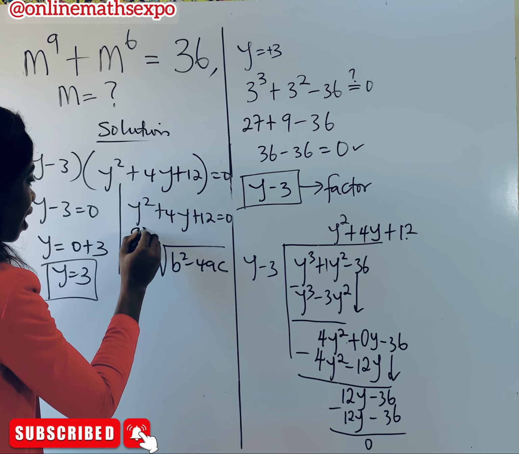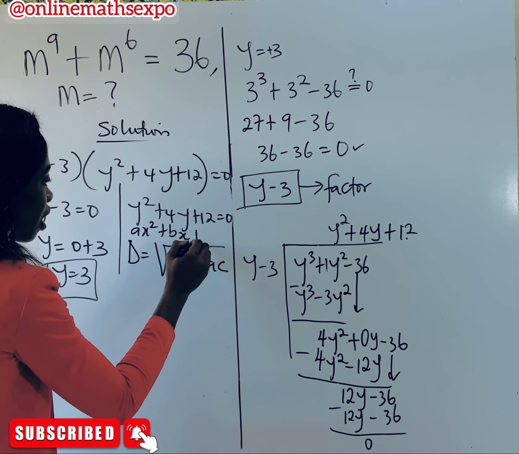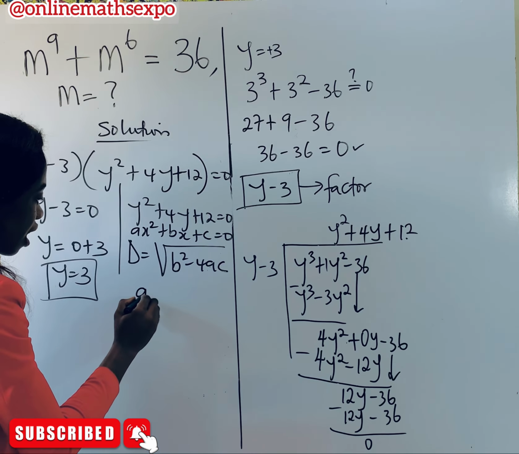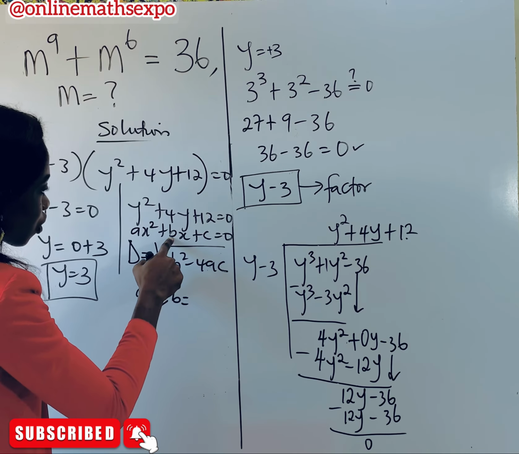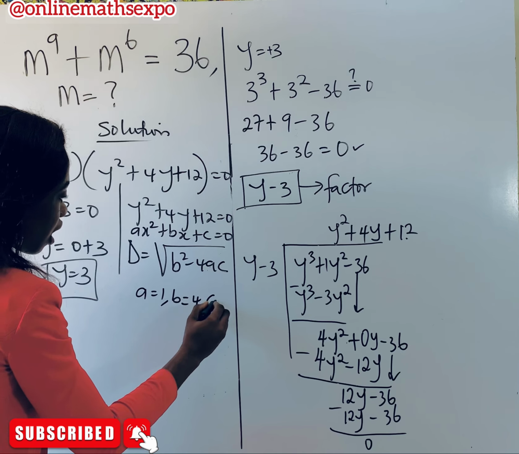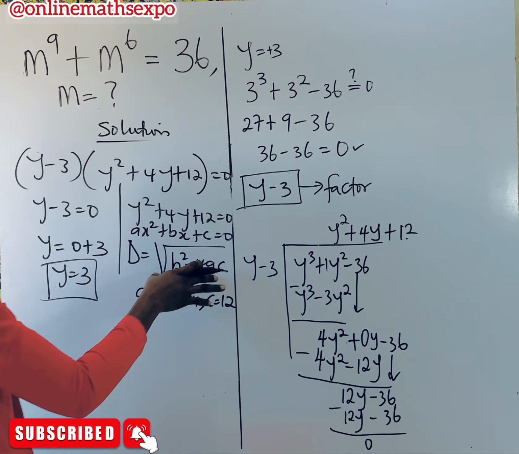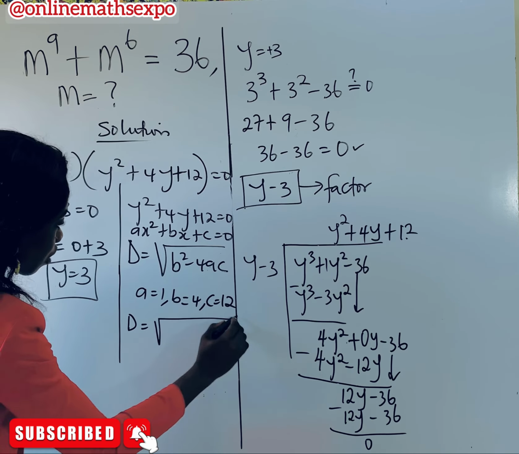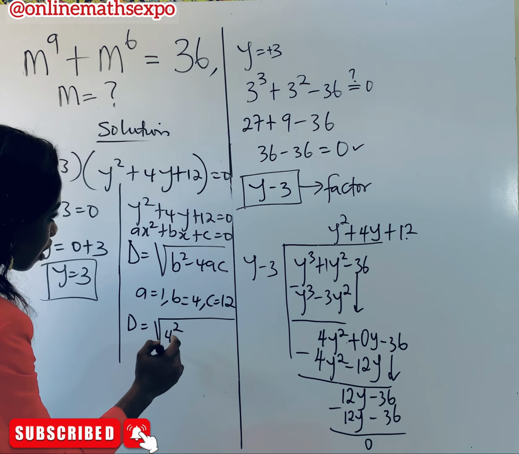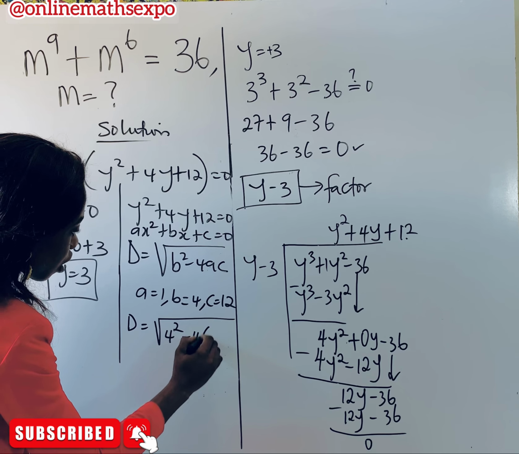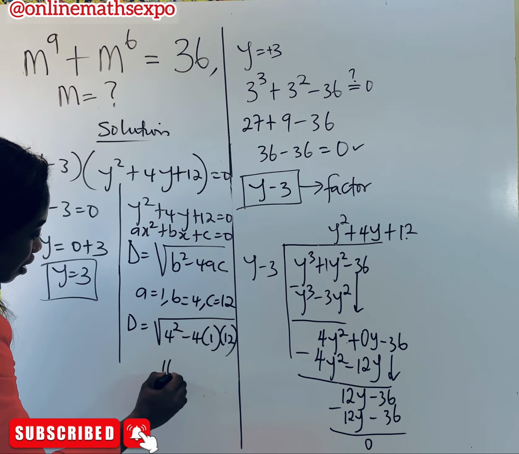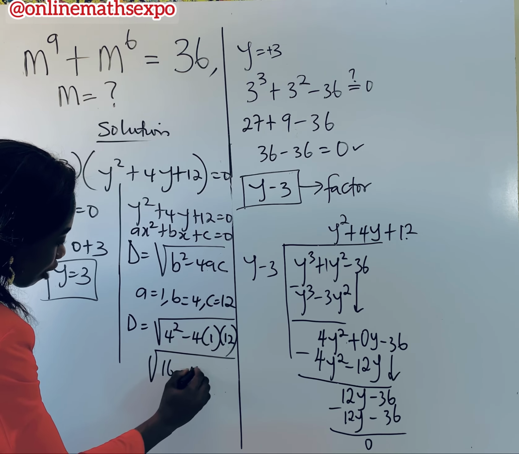We got it from the general quadratic equation given as this, where a is the coefficient of y squared. So here a is 1, our b is the coefficient of y, which is 4, and our c is 12. Plug it here. So we're going to have d as what? 4 squared minus 4, a is 1, and c is 12. So this will give us 16. If you multiply, you have 48.